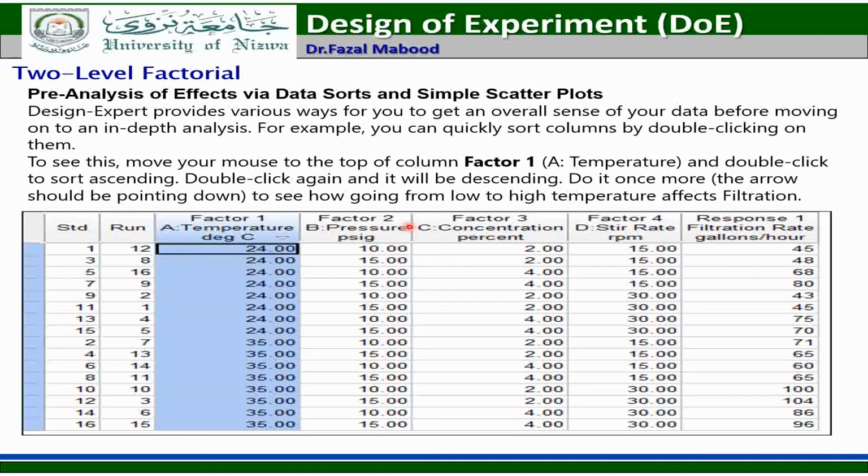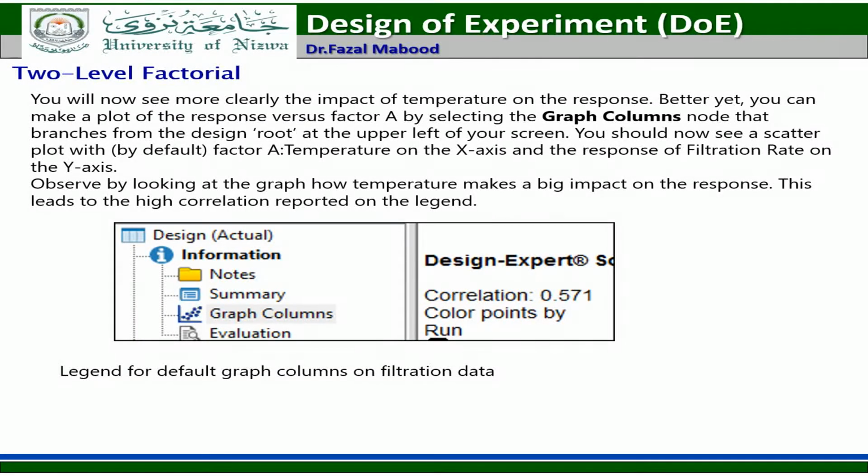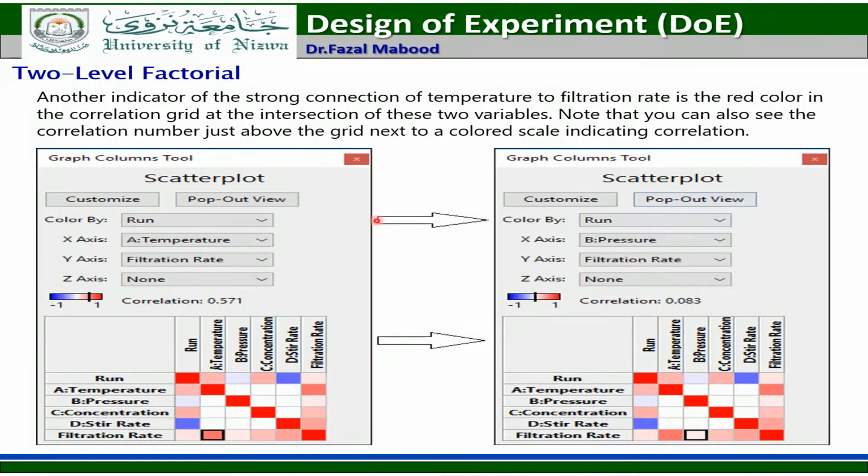Here on the left side you will see design, actual information, notes, summary, and here you have the graph columns. When you click here and you have already selected the data, you can just plot it and see. When you plot the data, a window will appear here. Here you see the number of runs, and here you see temperature, pressure, concentration, and things like this.